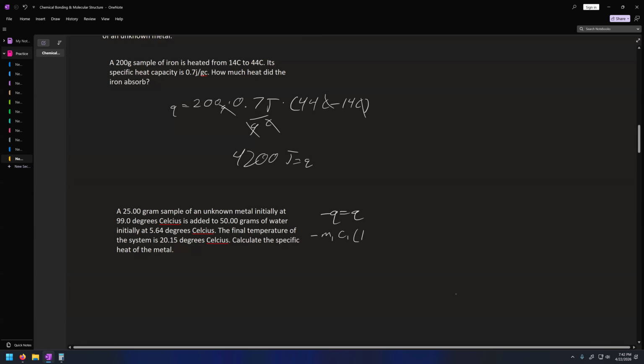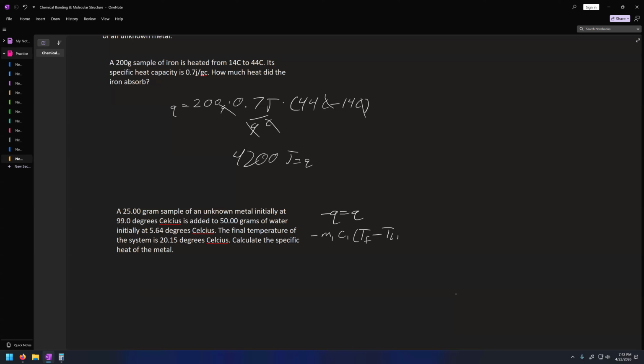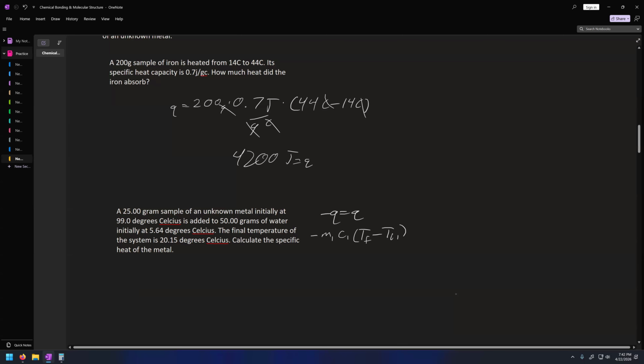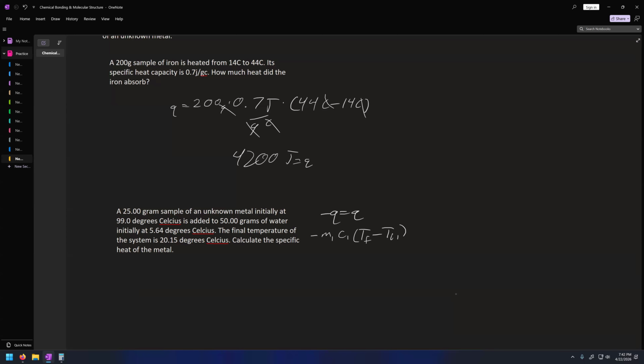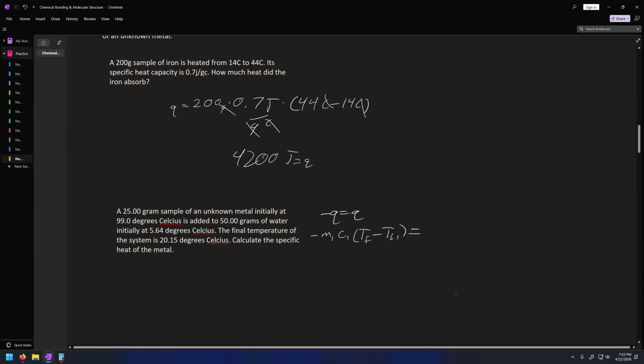I like to say T final minus T initial 1. The reason I label it as T initial 1 is because we're going to have two different initial temperatures, but we're only going to have a single final temperature. That is, by definition, how a calorimeter works. You put a hot thing in a colder thing and you wait until thermodynamic equilibrium is established. At that equilibrium point, you should have the exact same temperature for both the container and for the object you added to it. So, that's why I like to expand this term when I'm writing this out.